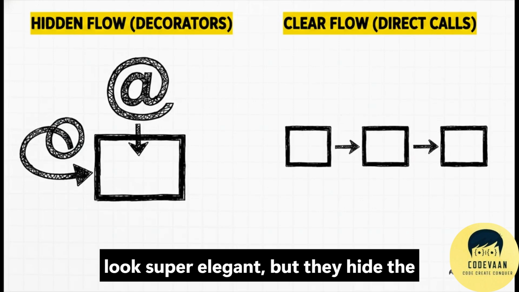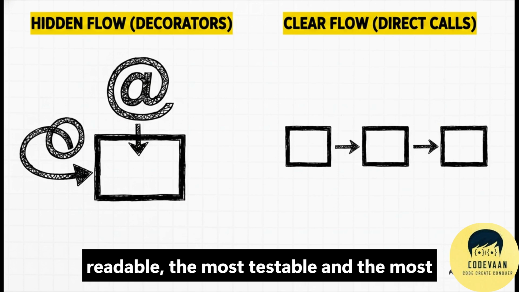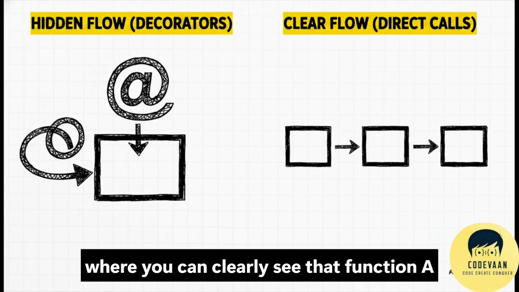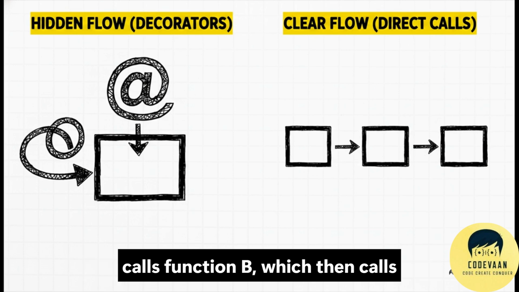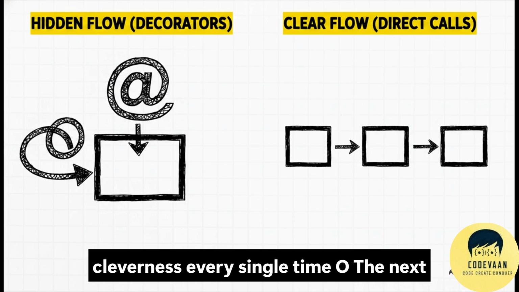Decorators can look super elegant, but they hide the flow of execution. Sometimes, the most readable, the most testable, and the most maintainable code is the boring code, where you can clearly see that function A calls function B, which then calls function C. You know, simplicity beats cleverness every single time.